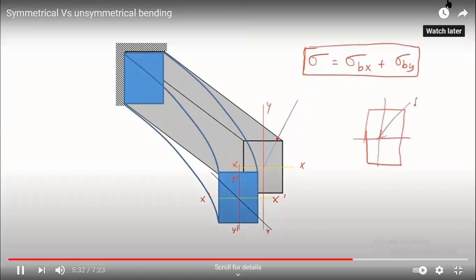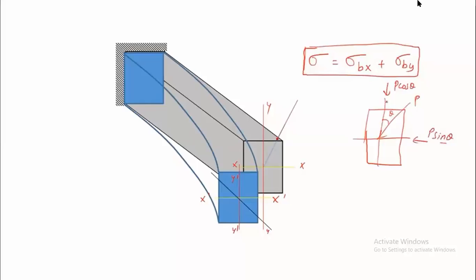inclined force at angle theta into a vertical load P cos theta and a horizontal load P sin theta. The vertical load P cos theta will produce bending about the x-axis. The horizontal load P sin theta will produce bending about the y-axis. If you add these together, you can find the stress anywhere in the cross section of the beam.